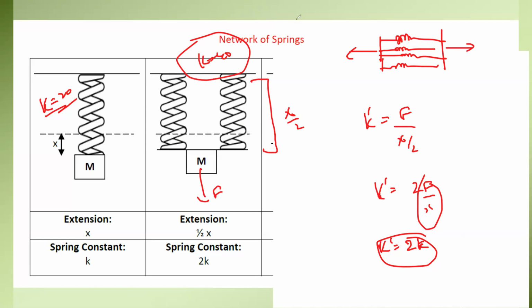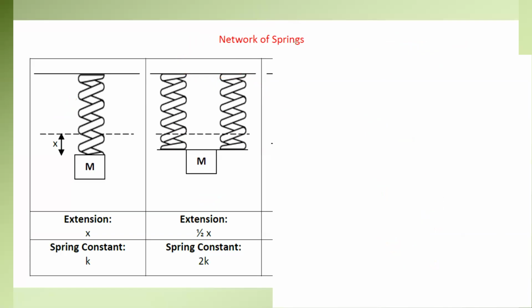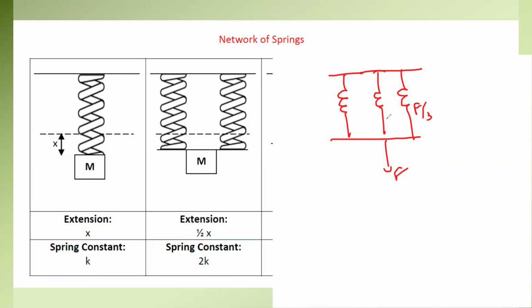So if I have 3 springs which are connected side by side, and I add a load F, this force F will be F by 3, this will be F by 3, this will be F by 3.